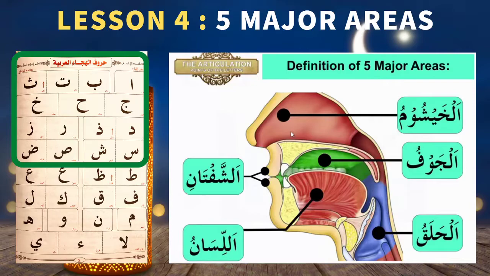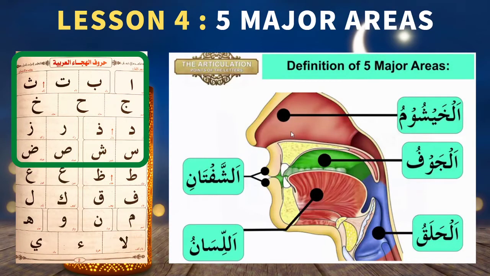These are letters alif, ba, ta, tha, jim, ha, kha, dal, dhal, ra, zai, sin, shin, sad, dad. Now repeat after me and say it with me. Here we go. Alif, ba, ta, tha, jim, ha, kha, dal, dhal, ra, zai, sin, shin, sad, dad.